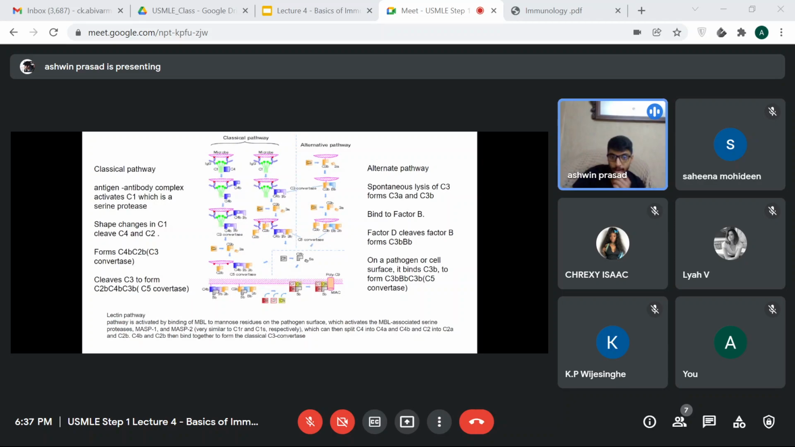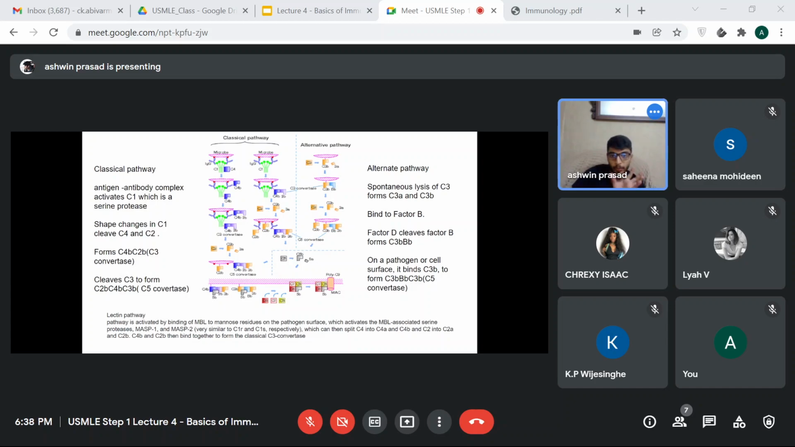As you can see towards the bottom of this diagram, we have C4B, C2B, and C3B. Then they go on to activate C5, then C6, C7, C8, all the way up to C9, and 6, 7, 8 attach with 9 to form MAC. MAC is membrane attack complex, and the function of this is to form a pore on the membrane of the cell, thereby creating an osmotic imbalance and leading to the death of the cell.